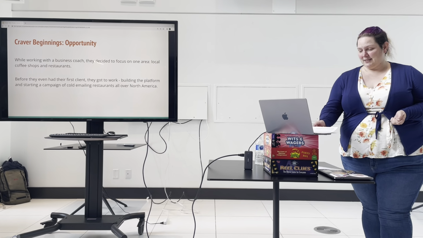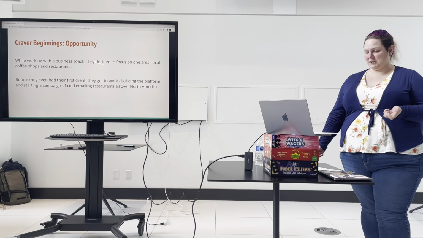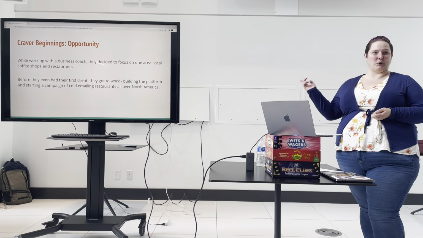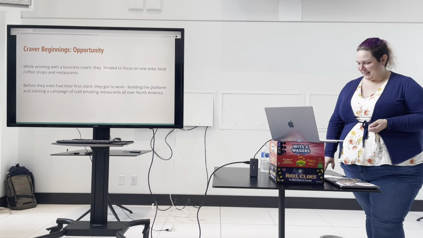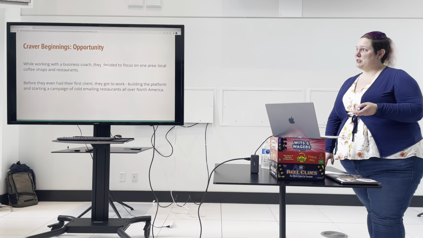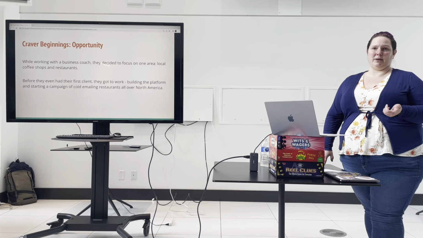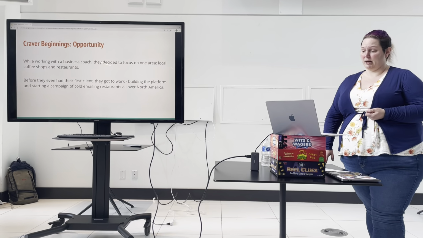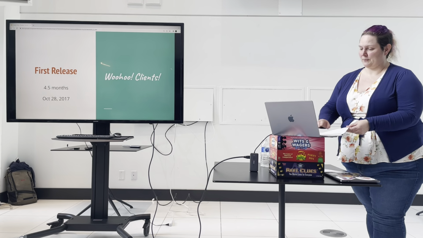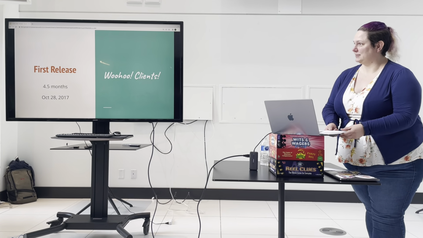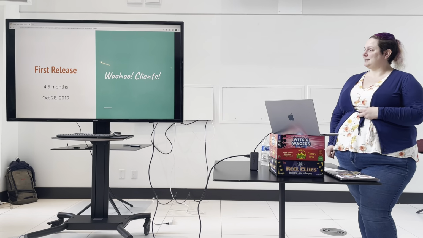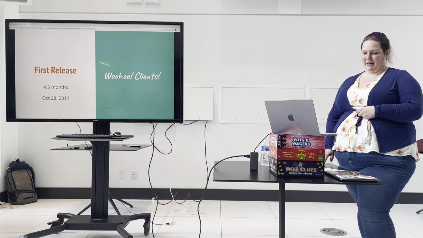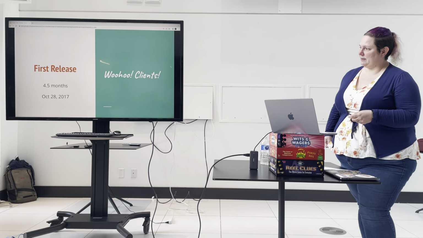After 3 months, their campaign was successful, and Pizza Garden was their first client. So that's actually a local pizza chain. It took another 2 months of fixing bugs and working with Pizza Garden's designer before the app went live. So the first release took 4.5 months, and it happened on October 28th of 2017.